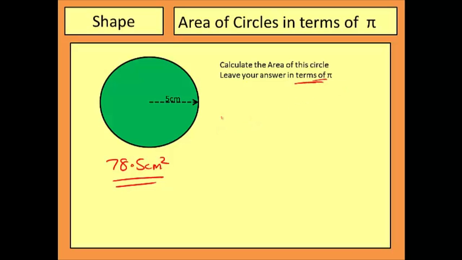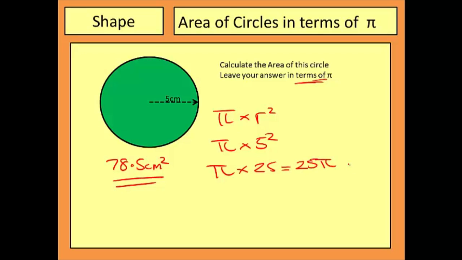So going back to the formula, to work out the area of this circle we do pi times the radius squared. So it's pi times 5 squared, and 5 squared is obviously 25. So what I've got here is 25 lots of pi, and actually that's exactly how I can leave my answer, as 25 pi centimeters squared. Now you can check that this works. If you type in 25 times pi on your calculator, you'll get the answer 78.5, exactly like we did when we worked this out for just normal area of circles.